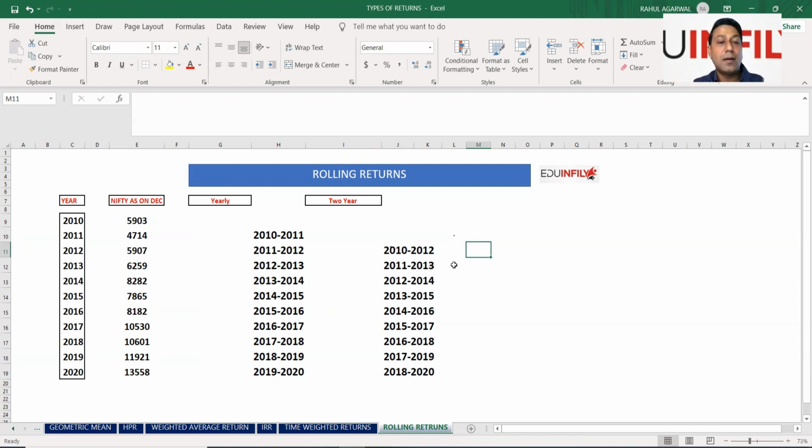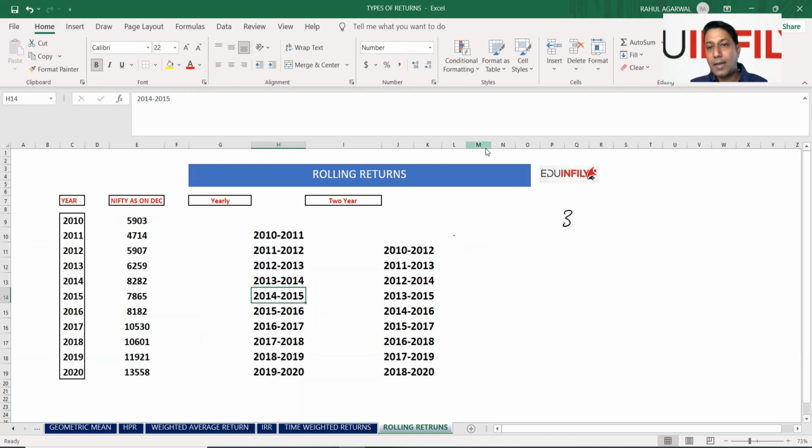So let's take an example from 2010 to 2020. I have taken the Nifty figure as on December, right? I want to calculate returns like this: 10 to 11, 11 to 12, 12 to 13, 13 to 14. So my idea is that I want to calculate a 1 year period of return like this: 10 to 11, 11 to 12, 12 to 13, 13 to 14, and 14 to 15, right? If I want, I can further break it down. I'll tell you how.